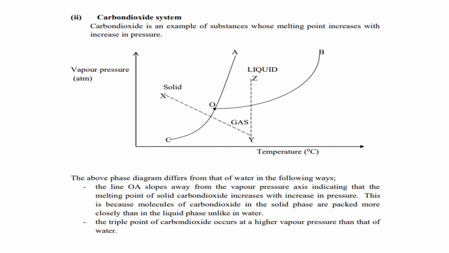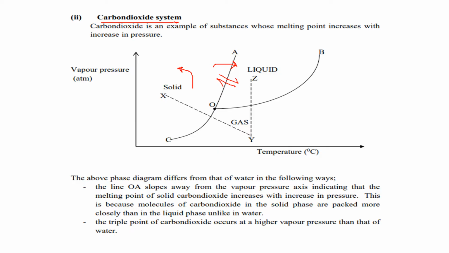So that was the explanation for the water system. Now we are going to explain the one for the carbon dioxide system. For carbon dioxide, naming of curves is going to remain the same, but the curve structure looks different. If you look at OA, OA is slanting going this side, but for water, it was slanting going this side. And we gave an explanation for that. Reason being, water when it's cooling, it expands, and we gave the reason why it expands. And we also gave the reason why increasing pressure will decrease its melting point.